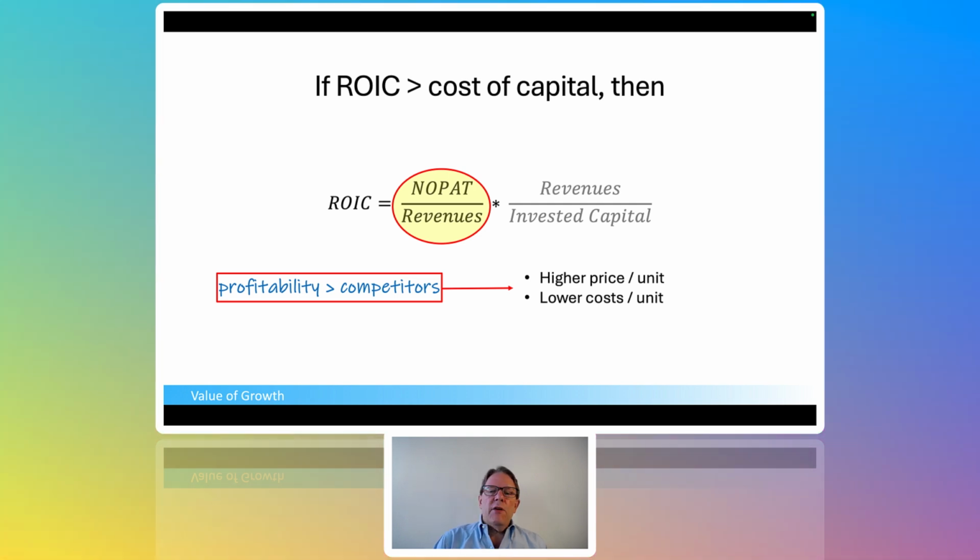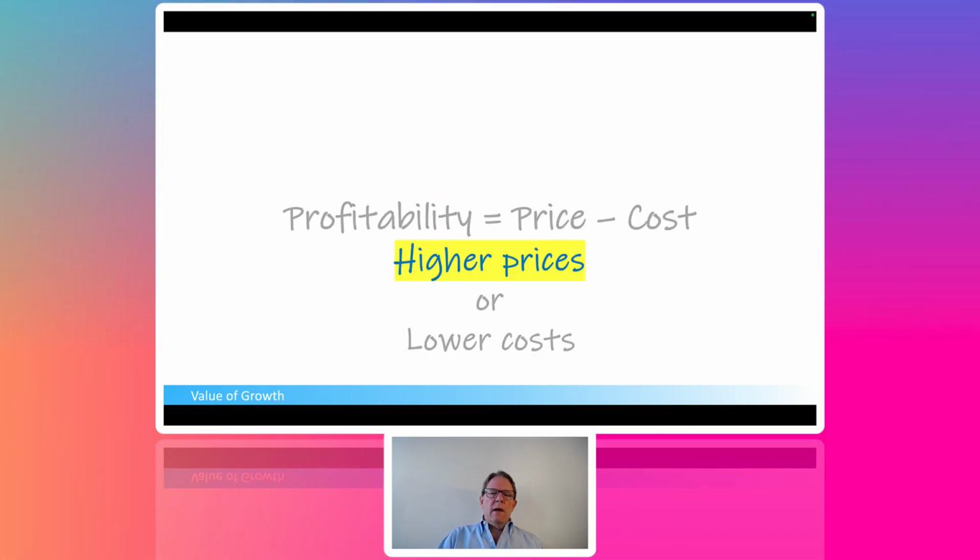It results in either higher prices per unit, just higher average selling price, or lower costs, which we just talked about. All right, let's talk about higher prices. Where does that come from?